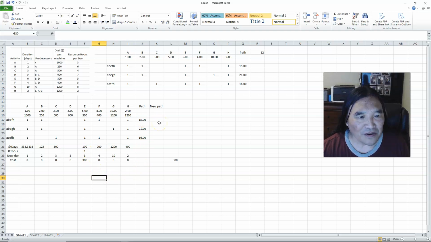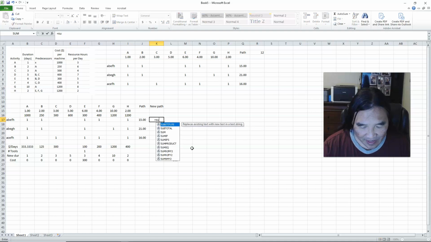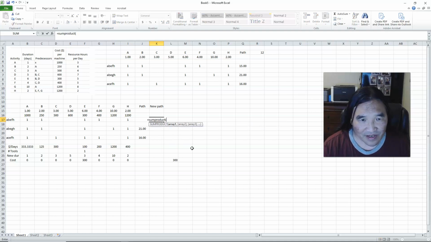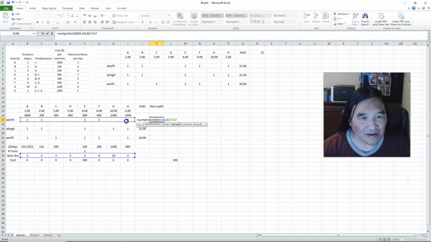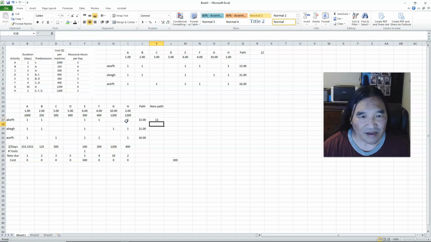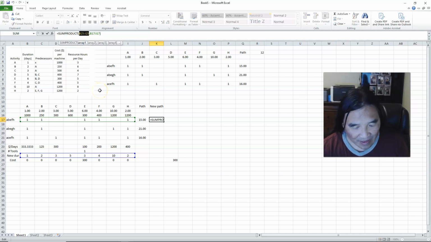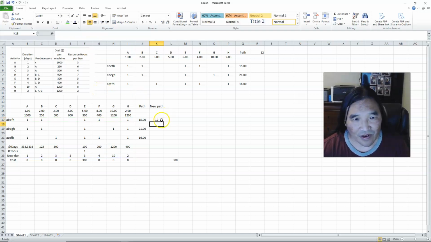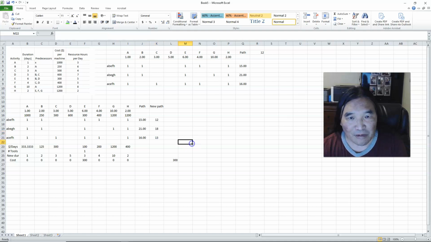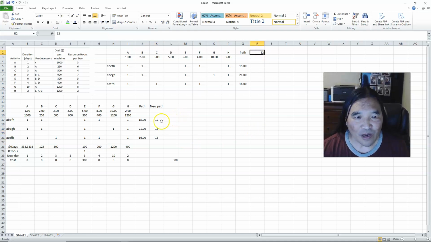And what's my new pathway? And my new pathway, how long is it? Is equal to, again, our friend, the sum product, times what's my new duration, times what nodes am I actually using. So it's equal to that. What do we know? We can take this and we hit F4 because we're going to be using it over and over again. Drag it down. And so in terms of trying to reach a critical path at 12, guess what? This is already there. I don't have to worry about this anymore.